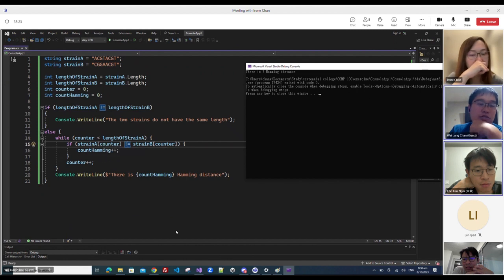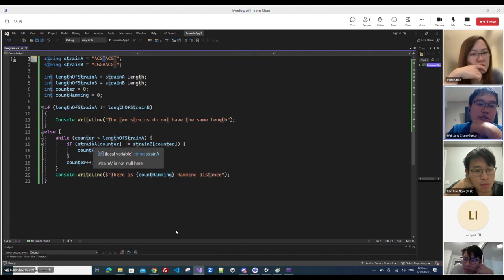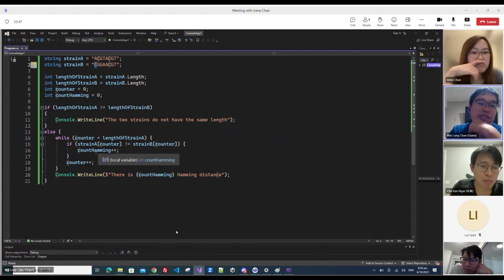Actually, a string can be treated like an array. A is the 0 position, C is the first position, G is the second, and T is the third. So we are doing string A at 0 here, which is A, and string B at 0 here, which is C. If they are not equal, it will increase the count.